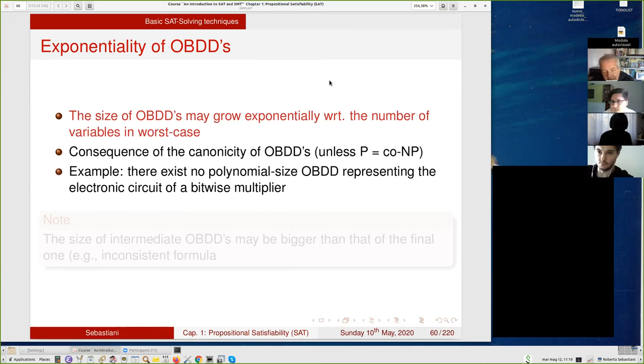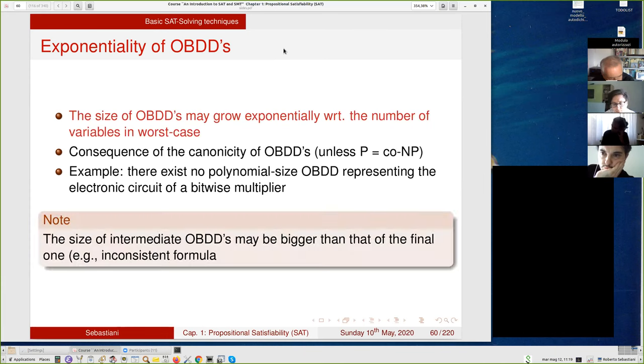For instance, a typical case, it can be proved that there exists no polynomial size BDD representing the electronic circuit of a bitwise multiplier. This is a very well-known example by Randy Bryant.